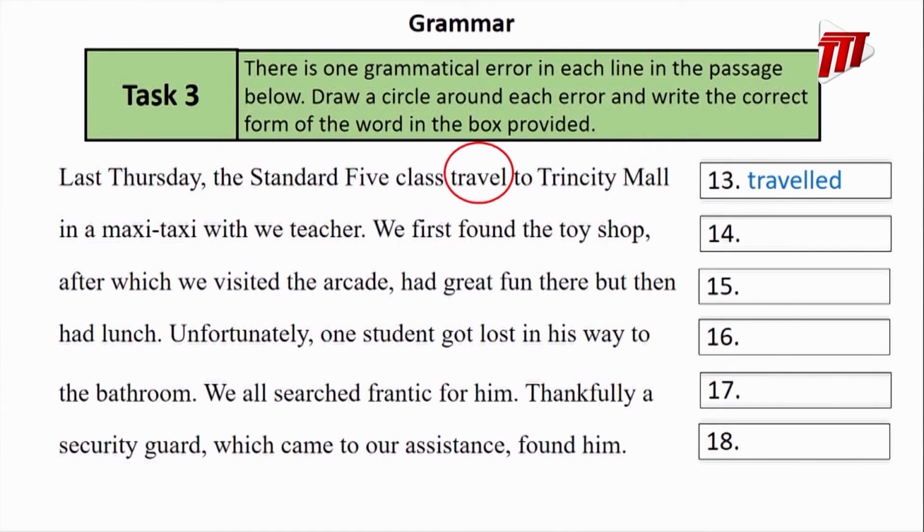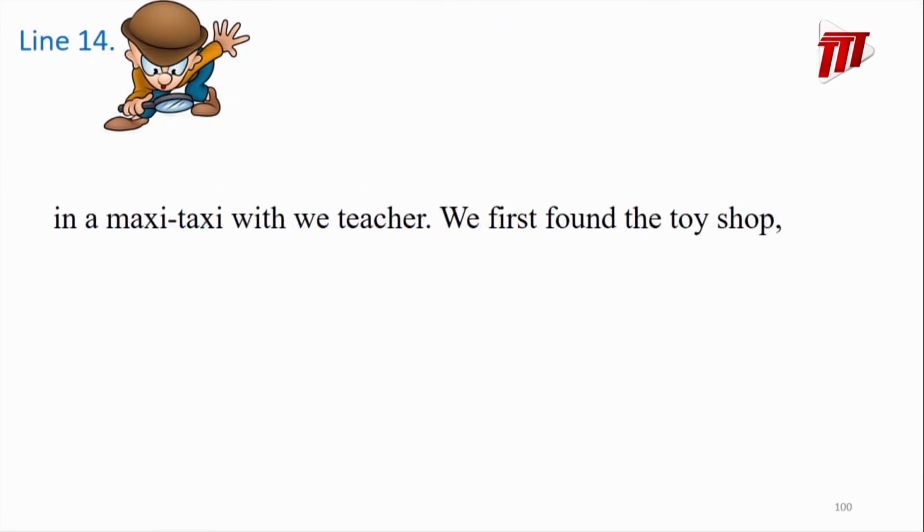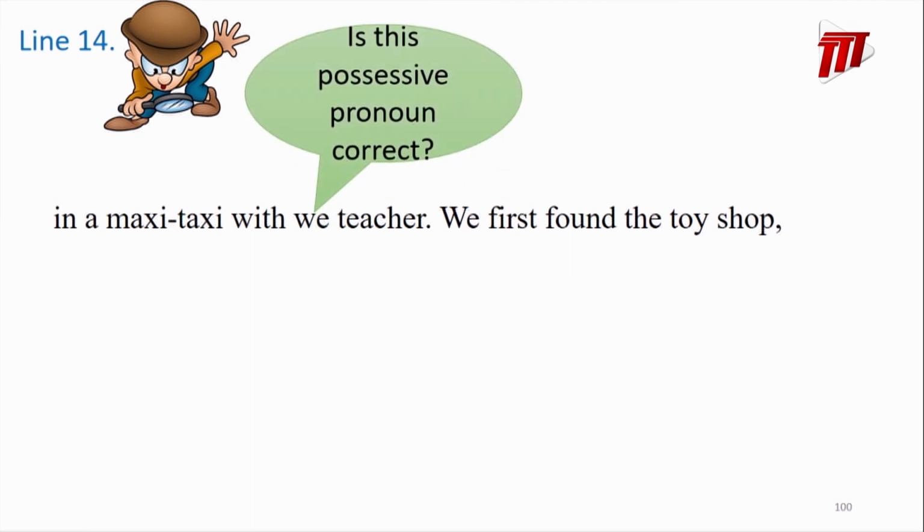So we circle the word travel and we write the correct thing in the box provided, T-R-A-V-E-L-L-E-D. Let's examine line 14. In a maxi taxi with we teacher, we first found the toy shop. What's wrong there? Yes, our pronoun sounds wrong. Is this the possessive pronoun? That's correct.